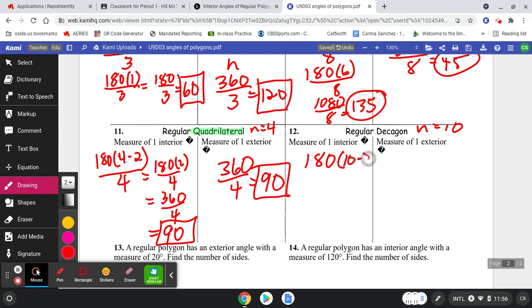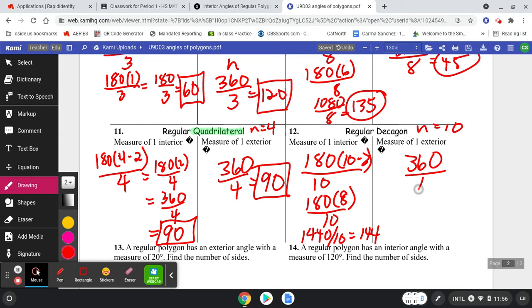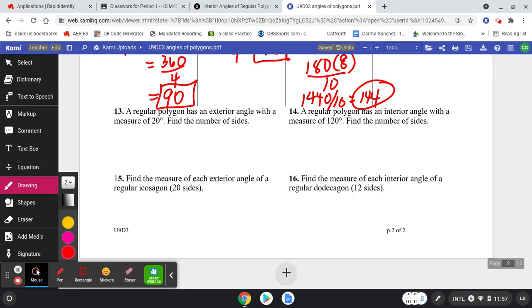This one's a 10-sided figure, all over 10. So 180 times 8. Let's grab a calculator for that one. I'm getting 1440 over 10, or 144 degrees. 360 divided by 10 is 36 degrees. Do you see how 144 plus 36 equals my 180?